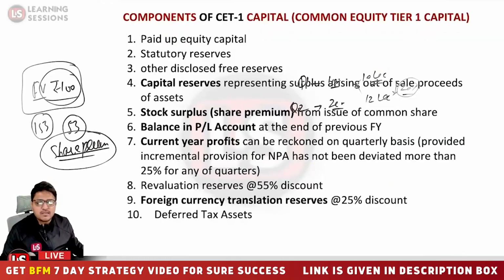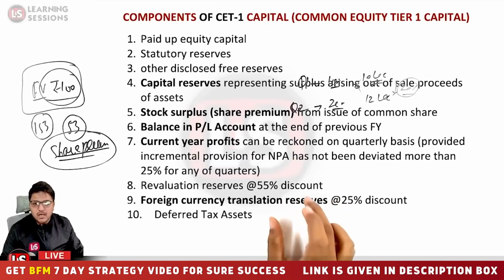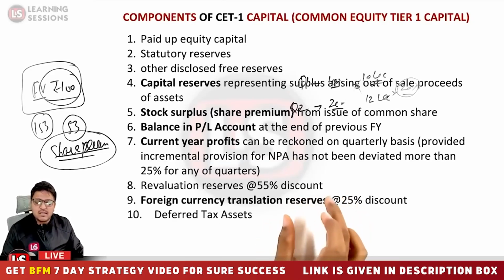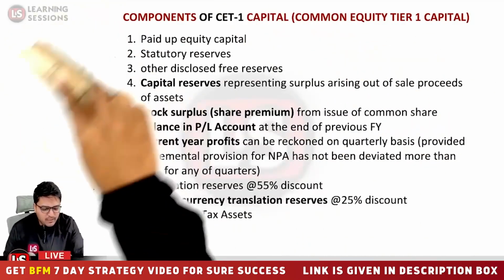And further, point 8.8 says revaluation reserves. Now it's quite important. Revaluation reserves were previously a component of tier 2 capital, but now these are considered a component of tier 1 capital, but they are to be considered at a 55% discount.